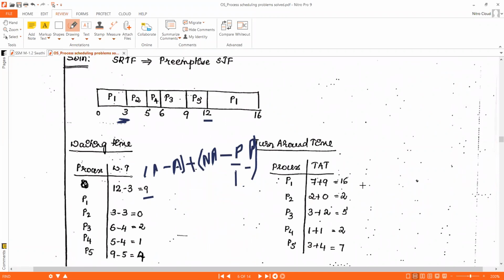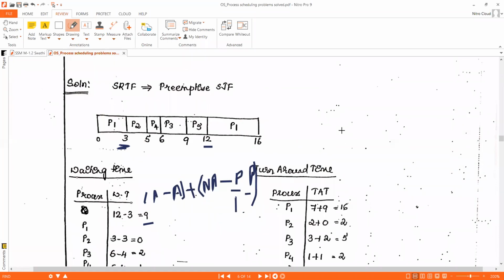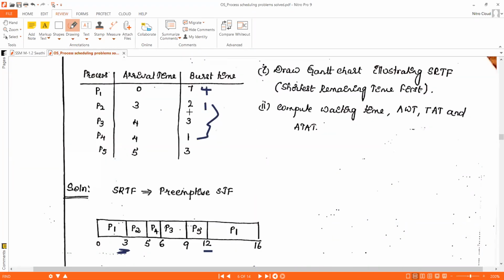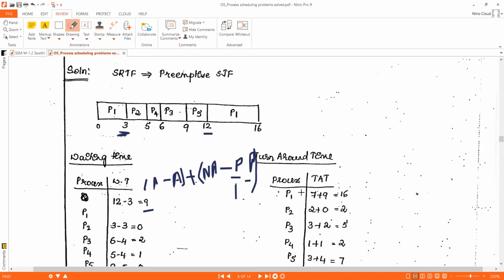7 plus 9, 16 milliseconds is the turnaround time for process 1. Okay, for process 2, burst time is 2 milliseconds, waiting time for process 2 is 0 milliseconds. So 2 plus 0, 2 is the turnaround time for process 2.